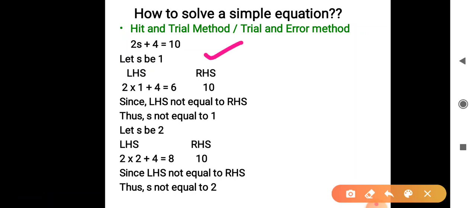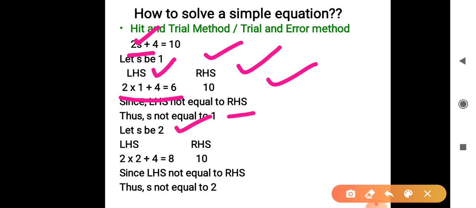First of all, let s be 1. So I have taken the left hand side. Now it is not as proper as it could have been on the blackboard, but anyway, in the left hand side I am replacing our s. This is our left hand side, so I am replacing the s with 1. 2 into 1 plus 4 gives us 6, while our right hand side contains 10. Therefore, left hand side is not equal to the right hand side, thus s is not equal to 1.